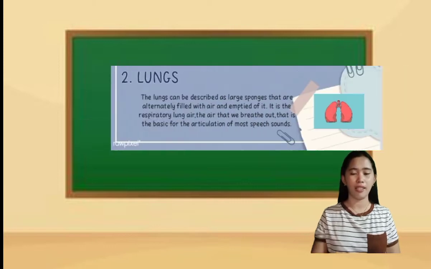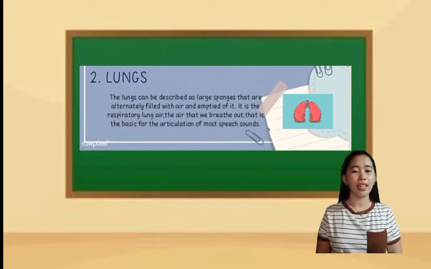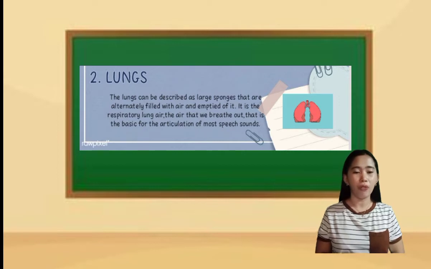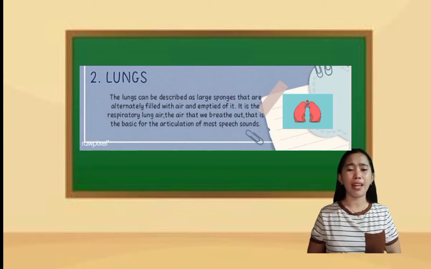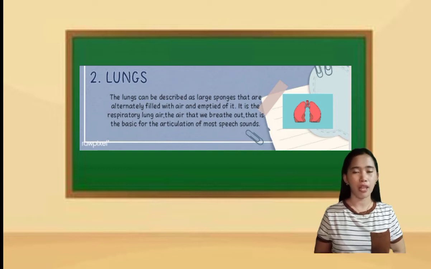Next is the lungs. The lungs can be described as large sponges that are alternately filled with air and emptied of it. It is the respiratory lung air, the air that we breathe out, that is the basis of the articulation of most speech sounds.